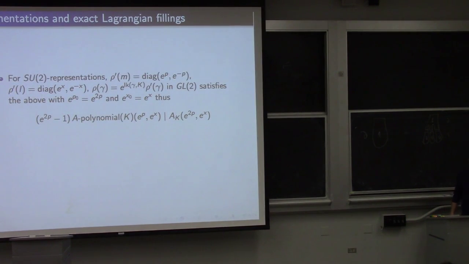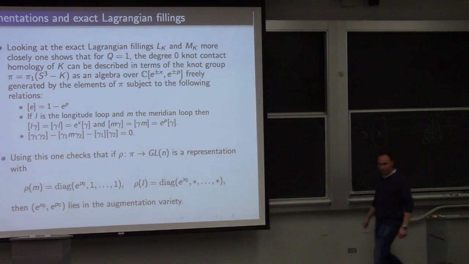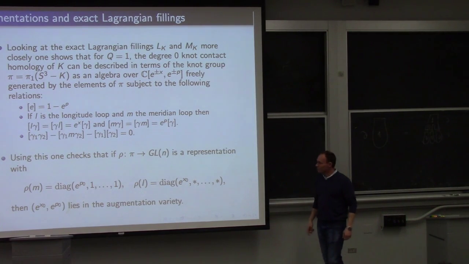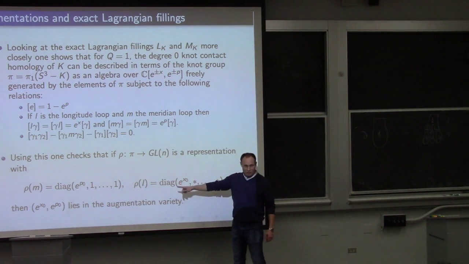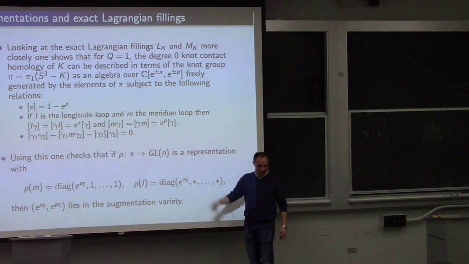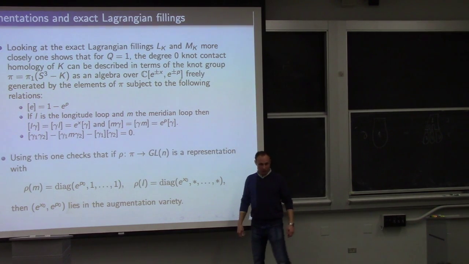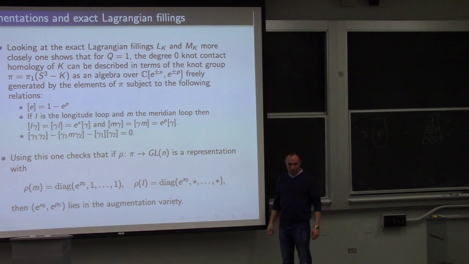Oops, I'm sorry. So this one has one eigenvalue equal to p naught. It's like the A polynomial, but with bigger matrices.